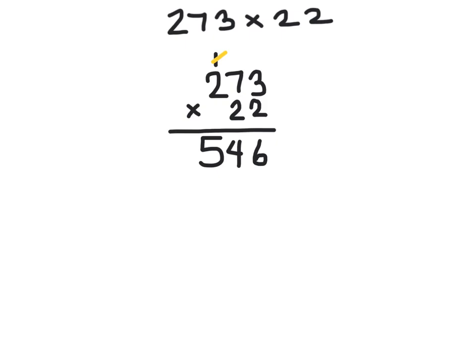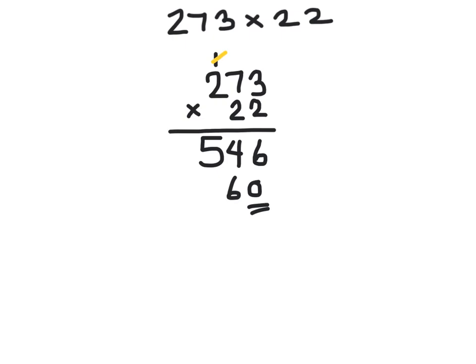All right, 20 groups of 3 will give us 60. And that is the reason why this 0 placeholder is here. It's not for no reason at all that we put a 0 below our 6. It is because we are not multiplying 2 by 3. It is because we are multiplying 20 by 3.